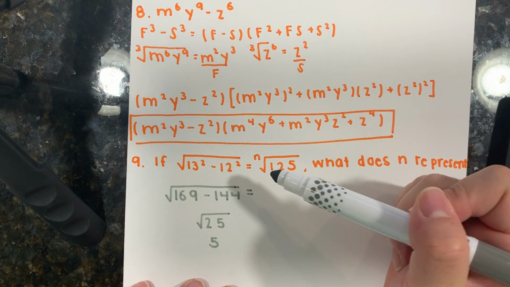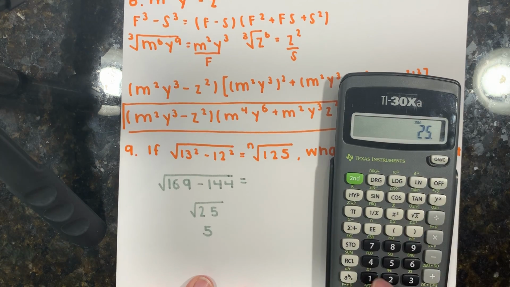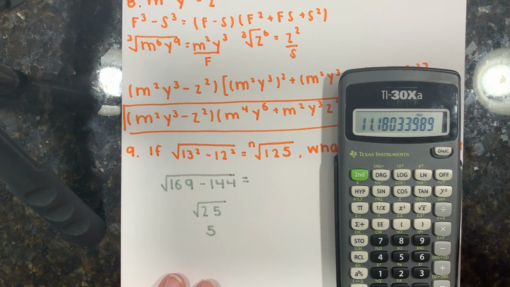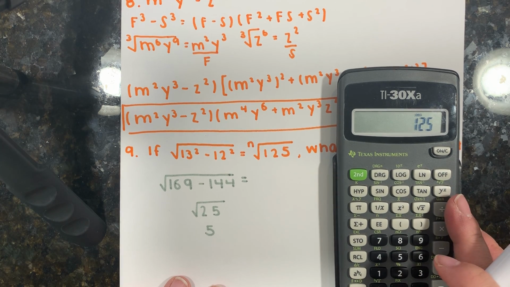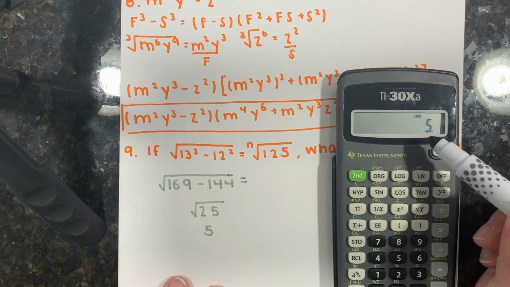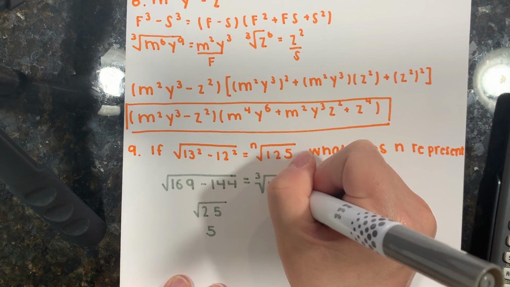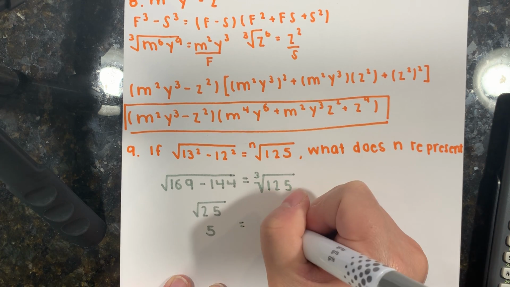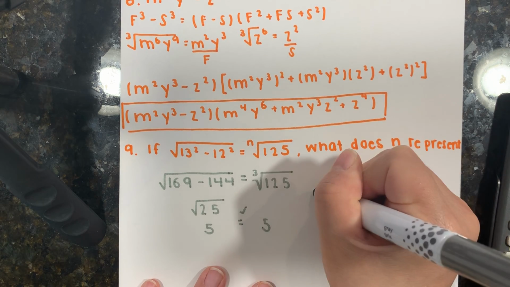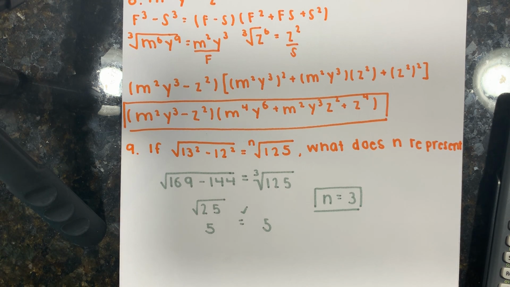So what I want is the nth root of 125. So what I need to find out is, well, if I do the square root of 125, that's 11. So that's not going to work. But let's try the cubed root of 125. So 125, I'm going to hit the second y to the x, and then plug in the 3, and look, that's equal to 5. So if I do the cubed root of 125, that would actually be equal to 5. So n is equal to 3. So that was a little tricky. You just have to use your calculator pretty much for that one.